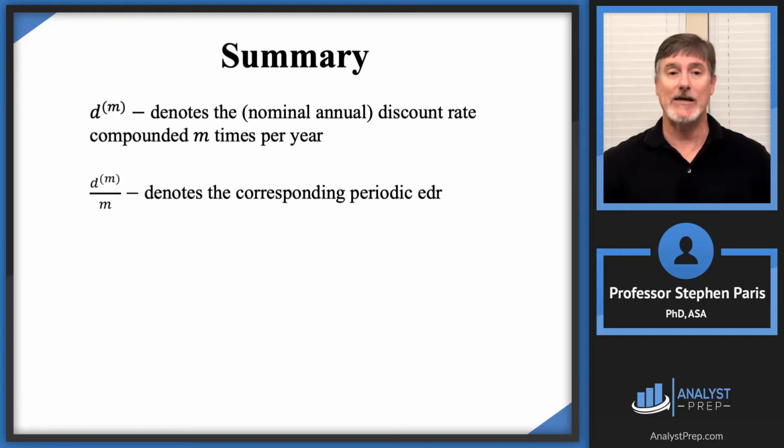That's that EDR. Same comment as before with respect to dividing things here. You're never going to take a d upper 2 and divide it by anything other than 2. So d upper 2 will be divided by 2, d upper 4 will be divided by 4, and so forth. And that's similar to what we talked about with nominal interest rates.